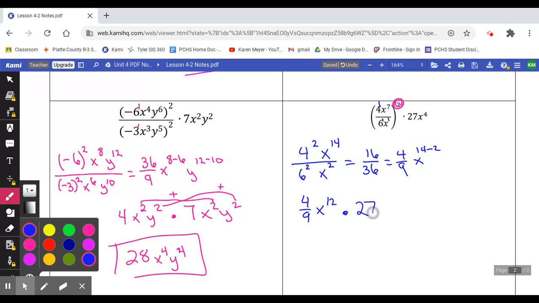And then we're going to multiply that by 27x to the 4th power. So on your calculator, take 4/9 times 27, which should give you 12. And remember, when you're multiplying, you're going to add your exponents. So 12 plus 4 would give me x to the 16th.